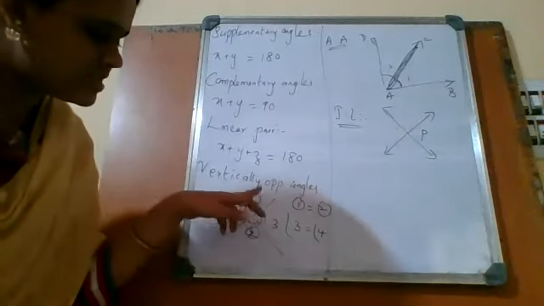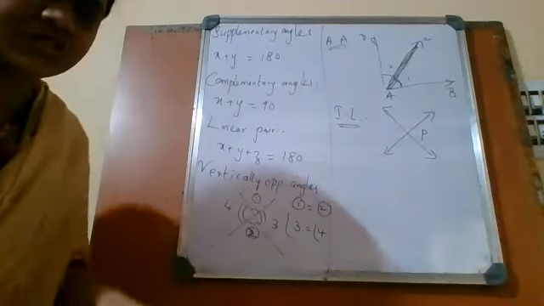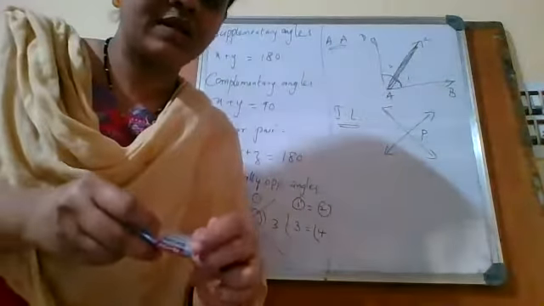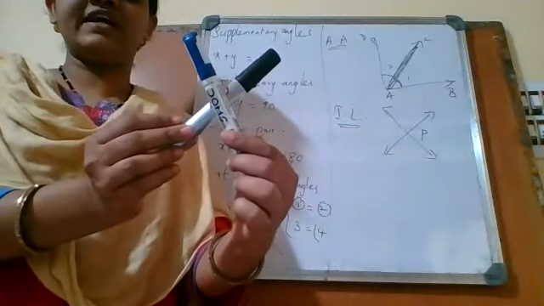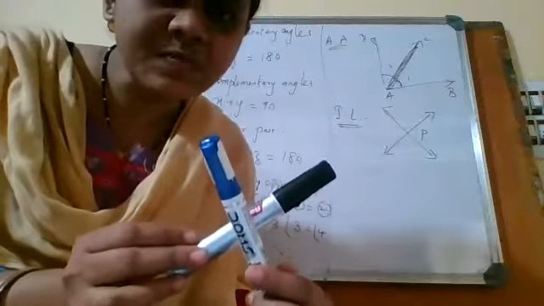Vertically opposite angles are just vertically opposite to each other. Now I'll show you one example. See this, they are vertical, it is like an X shape.